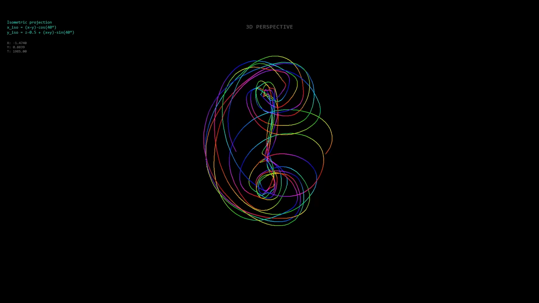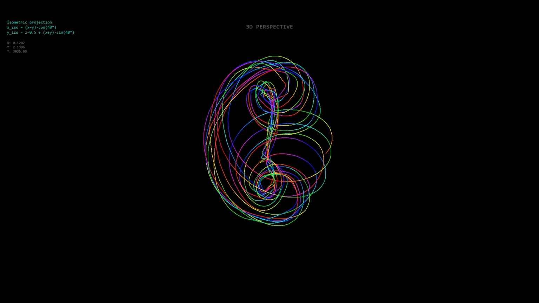In the 3D isometric scene, depth becomes visible. The path folds around two main channels, twisting through a central column before sweeping outward again. This is where the attractor's layered structure becomes easiest to appreciate.